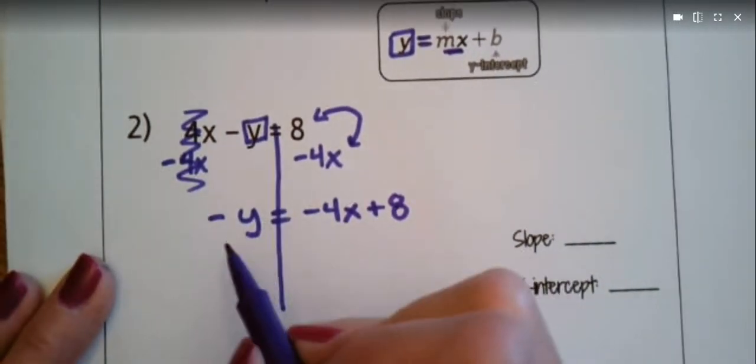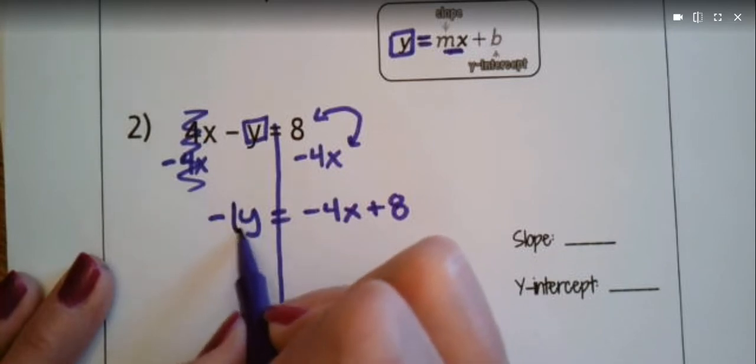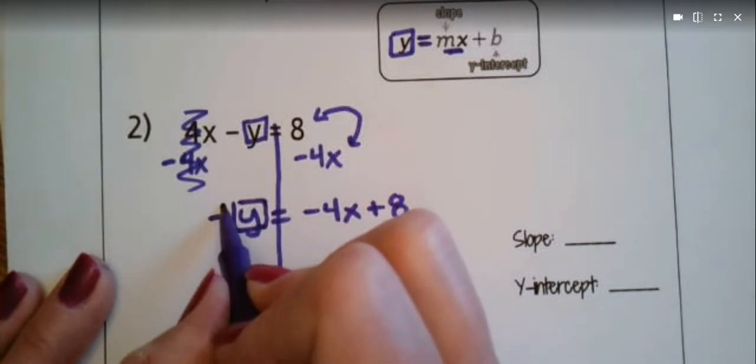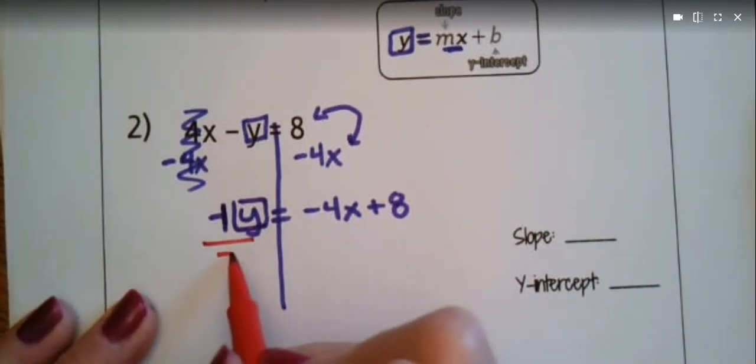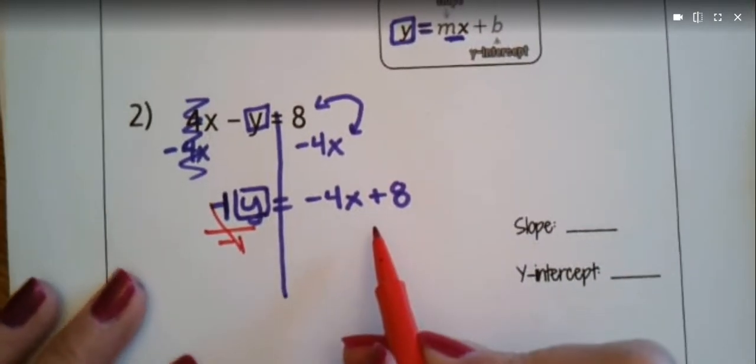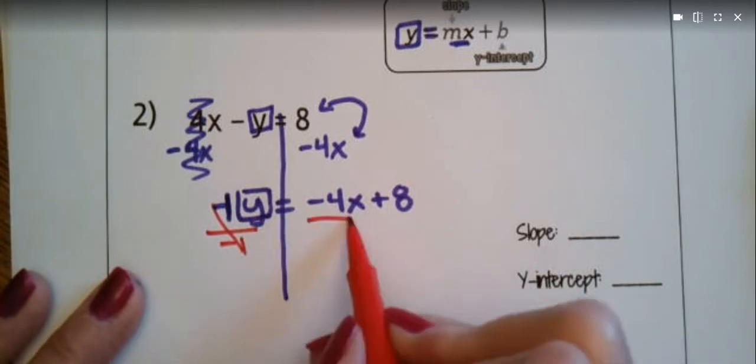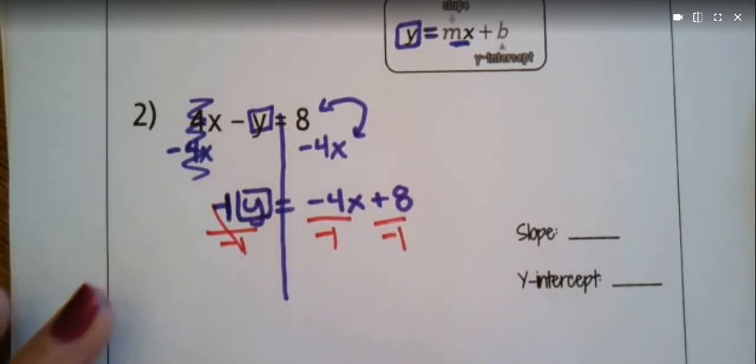All right, so my last step here is to undo, remember we want to get the y by itself, to undo this -1 that's being multiplied by it. So to do that, I would just divide by -1, but then over here I have to divide everything over here by -1, the slope and the intercept.